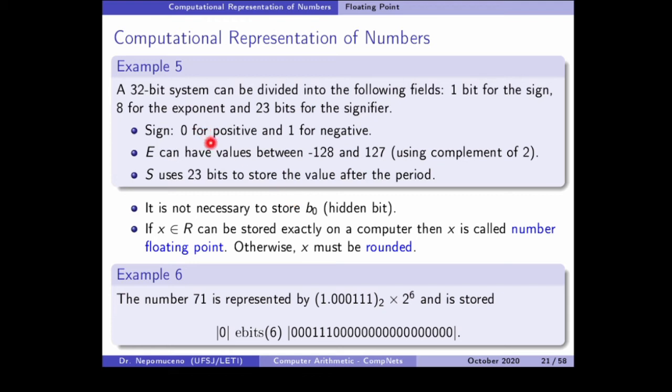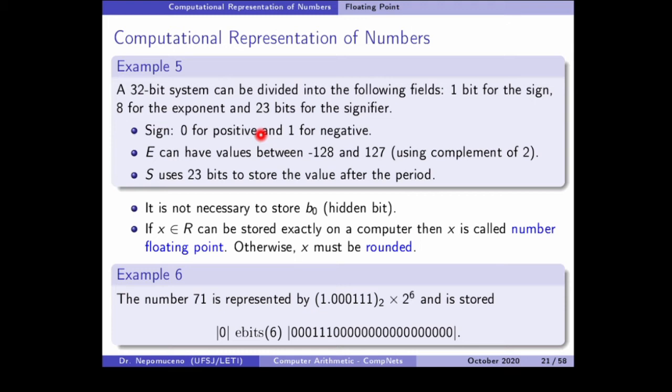For example, if you have to represent numbers in a system with 32 bits, you can use 1 bit for sign, and 8 bits for the exponent, so it can go from -127 to 128. For s, use 23 bits to store the fractional part. It's not necessary to store b0. It's called the hidden bit because it's always going to be 1. If x belongs to R and can be stored exactly on a computer, then x is called a floating point number.